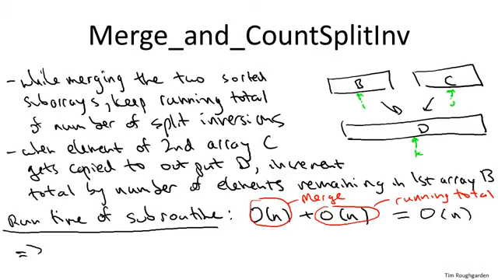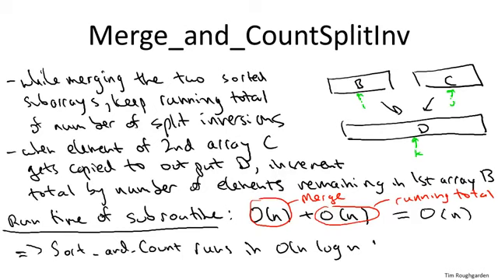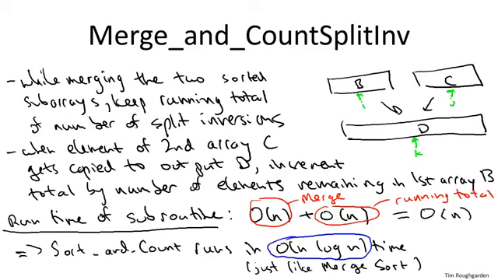And now by exactly the same argument we used in merge sort, because we have two recursive calls on half the size, and we do linear work outside of the recursive calls, the overall running time is O(n log n). So we've really just piggybacked on merge sort, up to a constant factor, to do the counting along the way, but the running time remains big O of n log n.